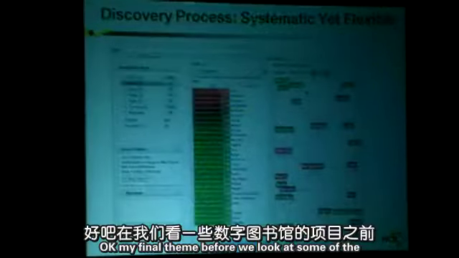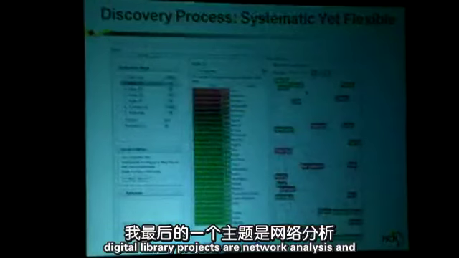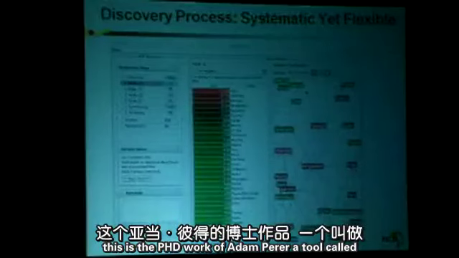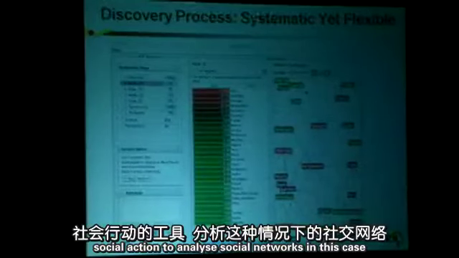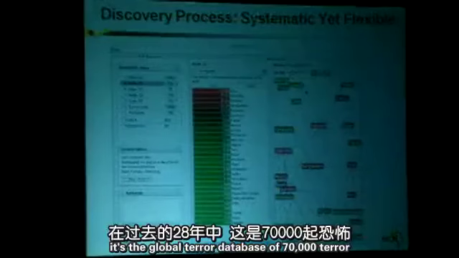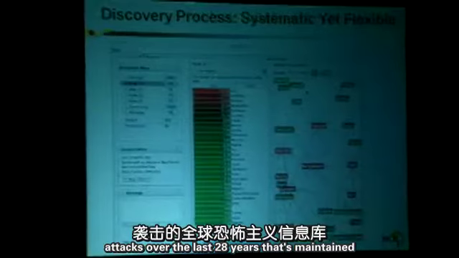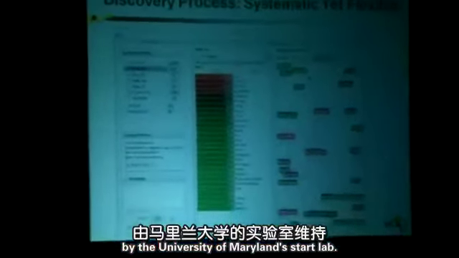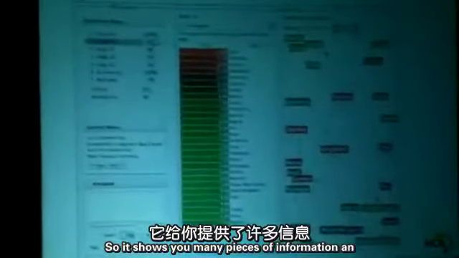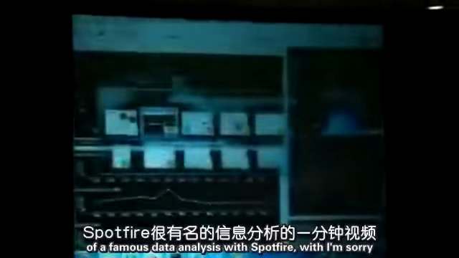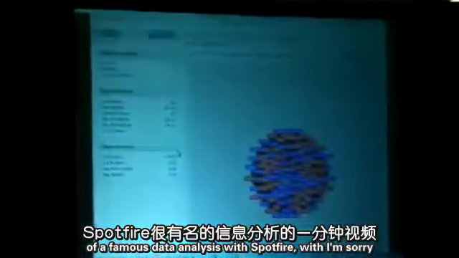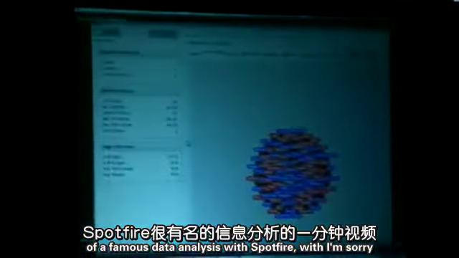Okay? My final theme, before we look at some of the digital library projects, is network analysis. And this is the PhD work of Adam Perer, a tool called SocialAction to analyze social networks. In this case, it's the global terror database of 70,000 terror attacks over the last 28 years that's maintained by the University of Maryland's START lab. So it shows you many pieces of information and guides you through the process. Now, I'm going to show you one example, a 1-minute video of a famous data analysis with SocialAction.